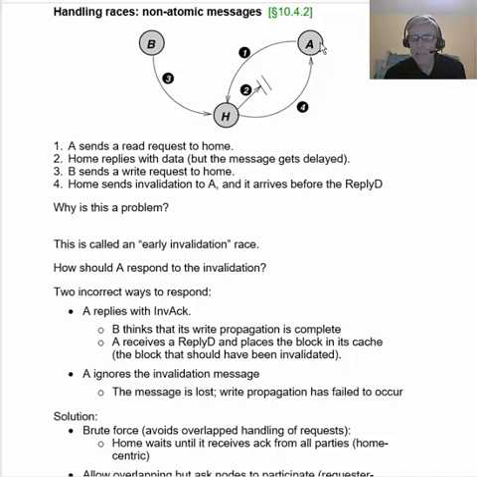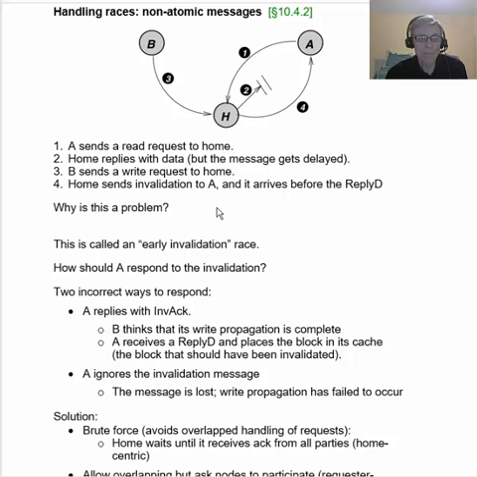The first step is that A sends a read request to the home. The home responds with data, but the message doesn't arrive yet because maybe the network is congested. B sends a write request to the home. The home, because it has received a write request, needs to invalidate all current sharers, so it sends an invalidation to A and it arrives before the reply D. Well, this is a problem.